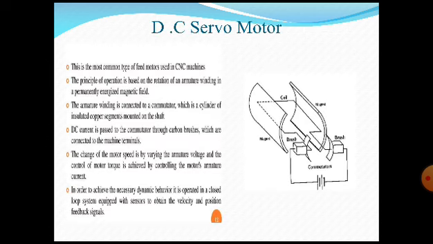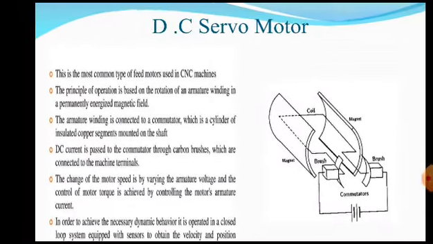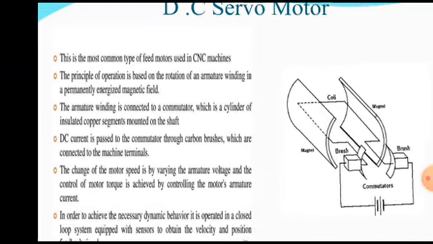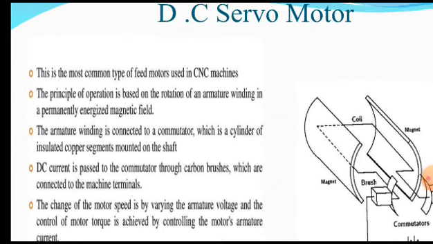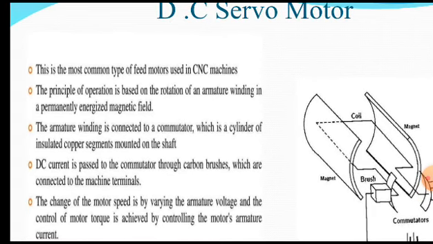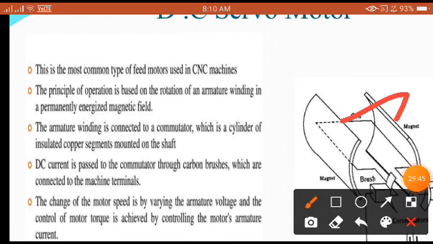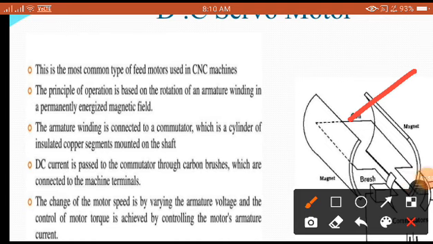Now let us understand in brief about the DC servo motor, that is what we are going to discuss here. This is the most common type of feed motor used in CNC machines. The principle of operation is based on the rotation of an armature winding in a permanently energized magnetic field. You are going to see the magnetic field here, which is produced by the permanent magnets, and the coil is also given a motion here, which you are going to see very clearly there.